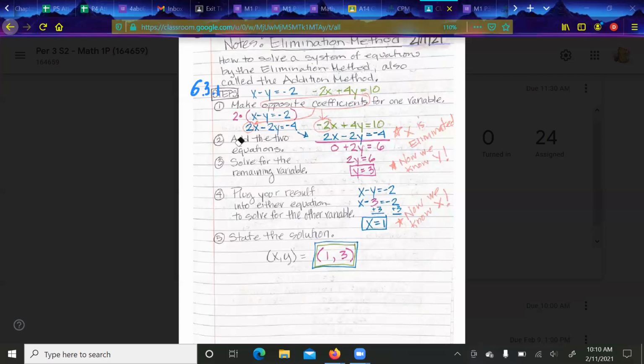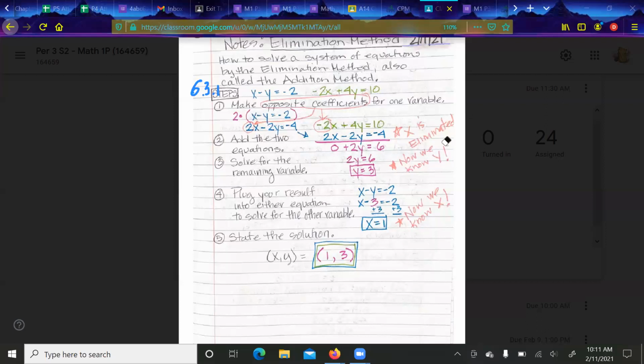Okay, our second step is to add the two equations together. So when we add these two equations together, the x's are going to go away because positive 2x and negative 2x make 0. And so we have no more x's, and you're just going to be left with 2y equals 6. So we rewrite 2y equals 6 down here. Then we divide by 2 on both sides, and we get y equals 3.